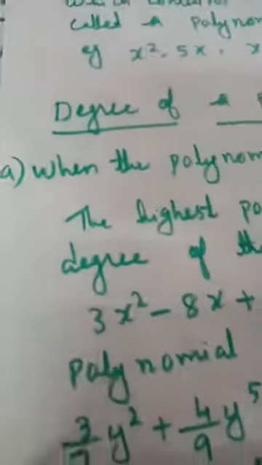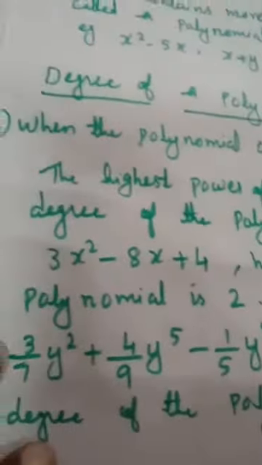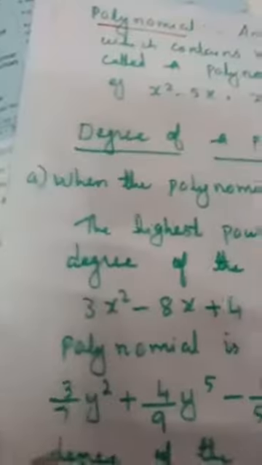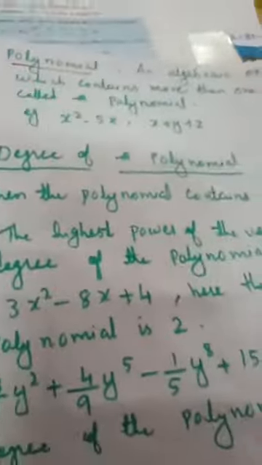There are two different methods according to the terms. When the polynomial contains only one variable. What do you mean by variable? Variable means the values are varying, not a fixed value. So, when the polynomial contains only one variable, then the highest power of the variable is the degree of the polynomial.